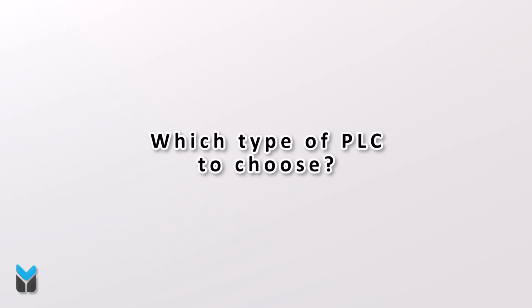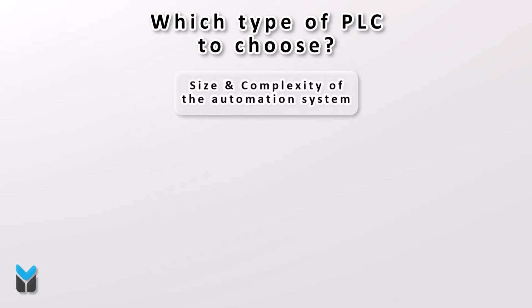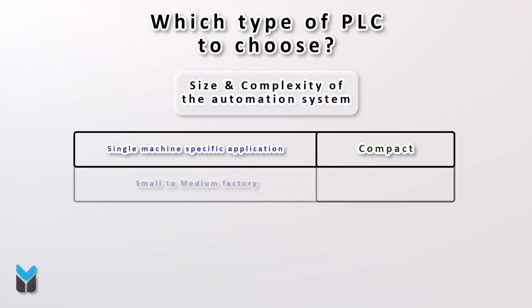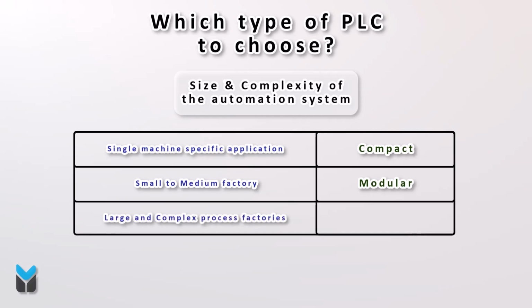So, which type of PLC should you choose? It mainly depends on the size and complexity of your automation system. For single machine-specific applications with limited I/O, a compact PLC is usually a good choice. For small to medium factories that require more I/O and flexibility, a modular PLC would be more suitable. For large and complex systems with a large number of I/O modules, a rack-mounted PLC provides better scalability and flexibility.